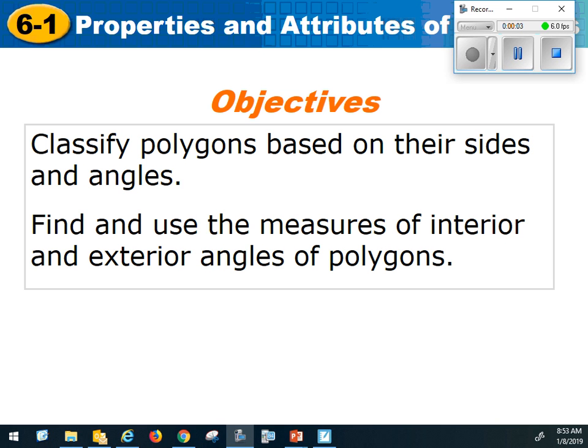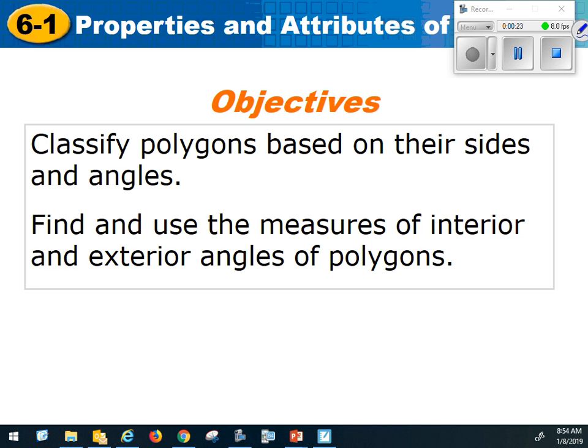Okay, so chapter 6 is going to mainly be about quadrilaterals. What are quadrilaterals? Four sides. Okay, shapes with four sides. This first section, though, is not going to be just about quadrilaterals. It's going to be about all polygons. What are polygons?